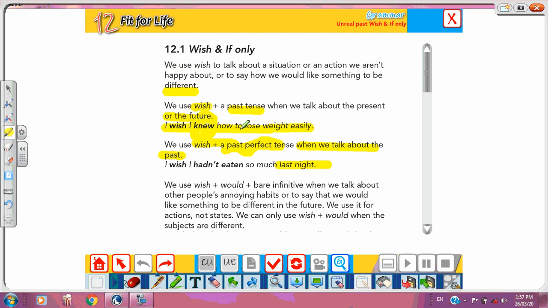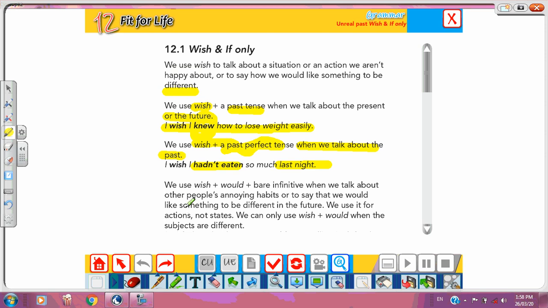What about if the situation is in the past? It will be very clear, they are going to give you a word in the past or a keyword for the sentence in the past, and you have to use the past perfect, which is had plus the past participle. I wish I hadn't eaten so much last night. So what was the situation last night? That he ate a lot of food, and that's why he's saying right now, or he said last night, that I wish I hadn't eaten so much last night.